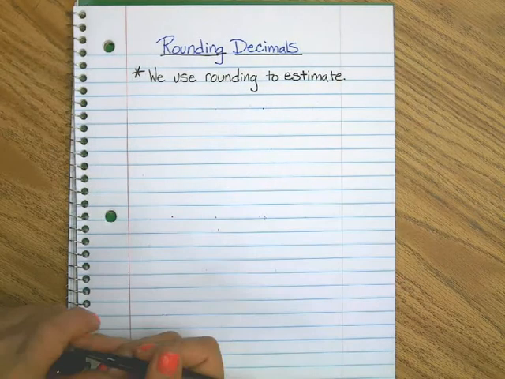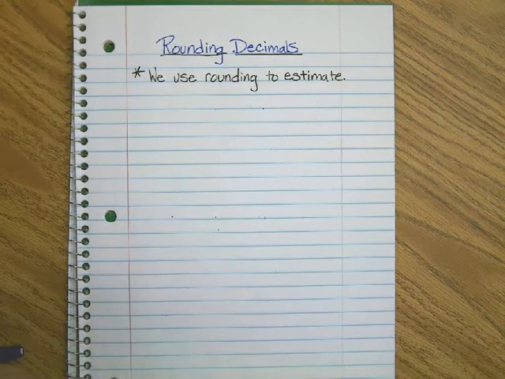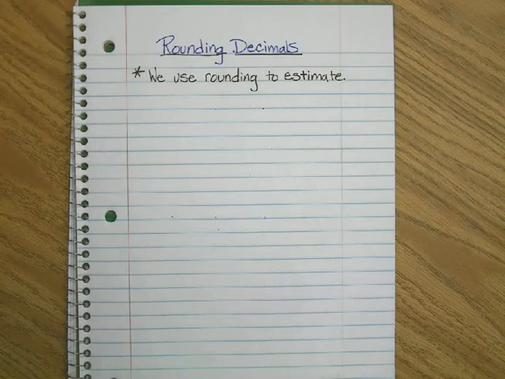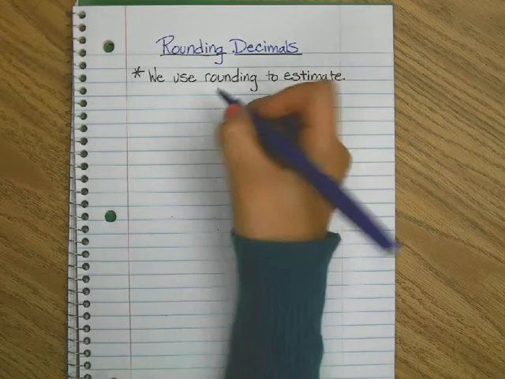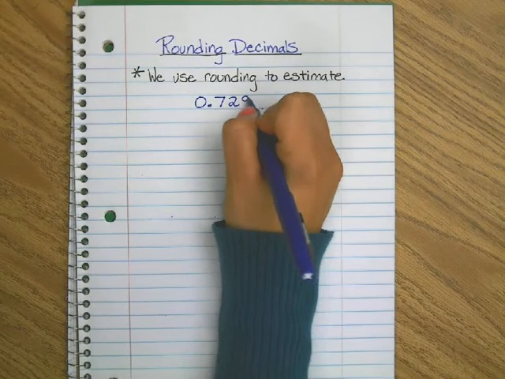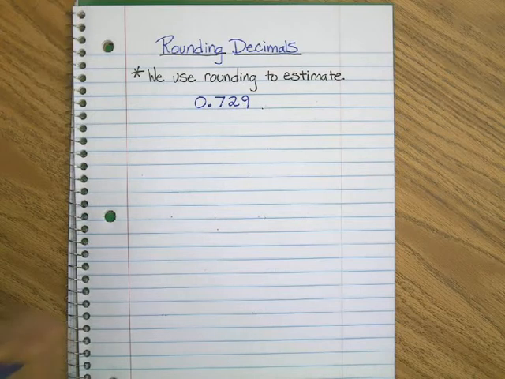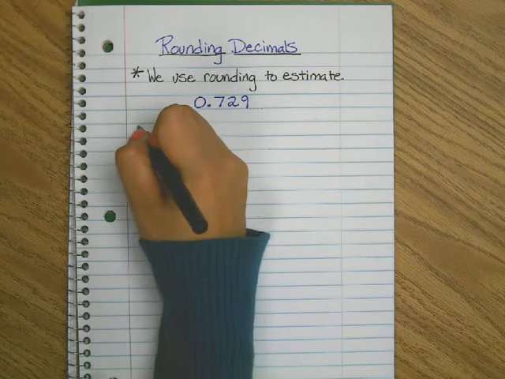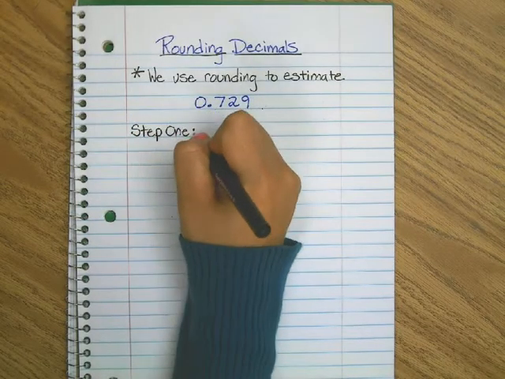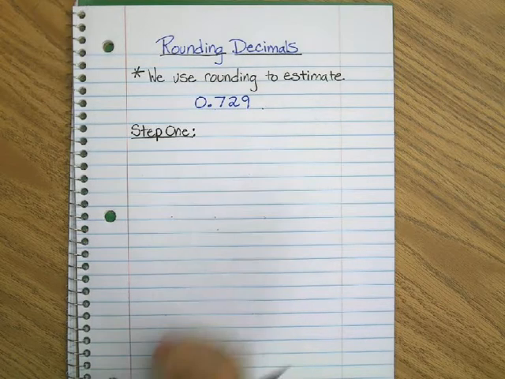So, for our example today, we are going to use the decimal 7.29. So write that at the top. Okay. And step 1. Step 1, underline the place you are rounding to.